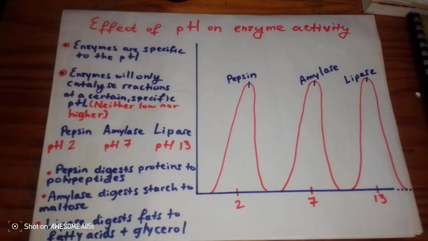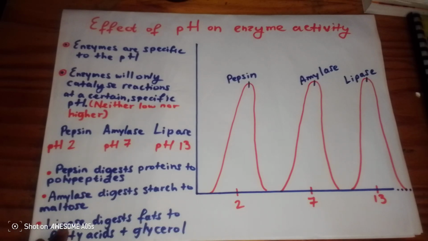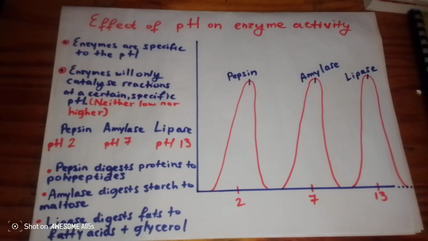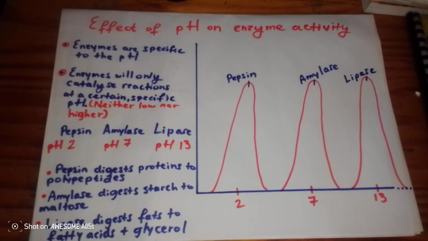So, pepsin digests proteins to polypeptides. Amylase digests starch to maltose, and lipase digests fats to fatty acids plus glycerol. Now, you might not know what these mean, so I suggest you go watch the video on biological molecules, which gives a brief overview on fats, proteins, and carbohydrates.